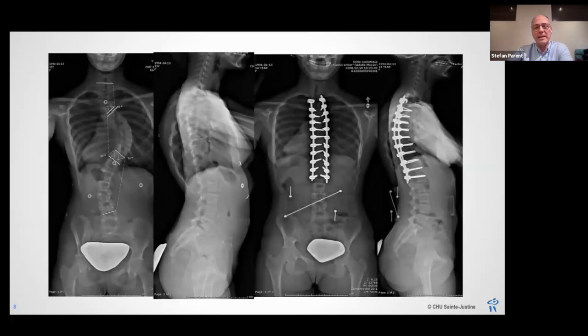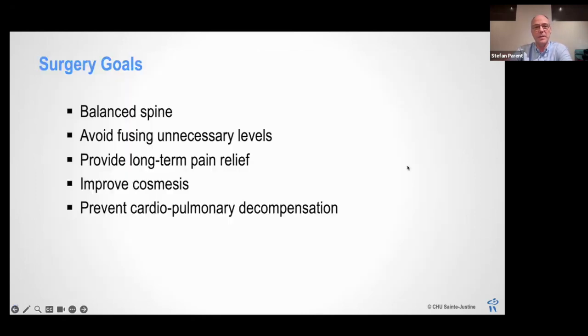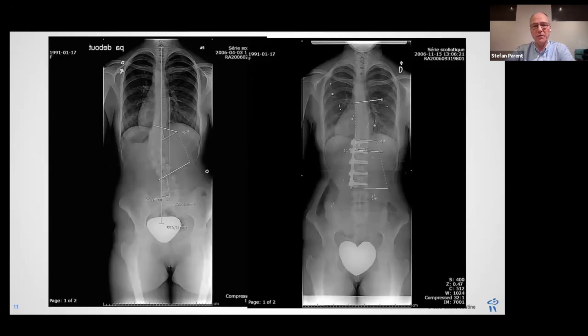So, an example of a case done all posterior, just a posterior-based instrumentation trying to minimize the number of levels, with good kyphosis restoration. You can notice here that this patient almost had a hypokyphosis, not total lordosis, but you can see that the restoration in kyphosis in the sagittal plane is really nice. We're trying to get a balanced spine, avoid fusing unnecessary levels, provide long-term pain relief, and prevent cardiopulmonary decompensation.